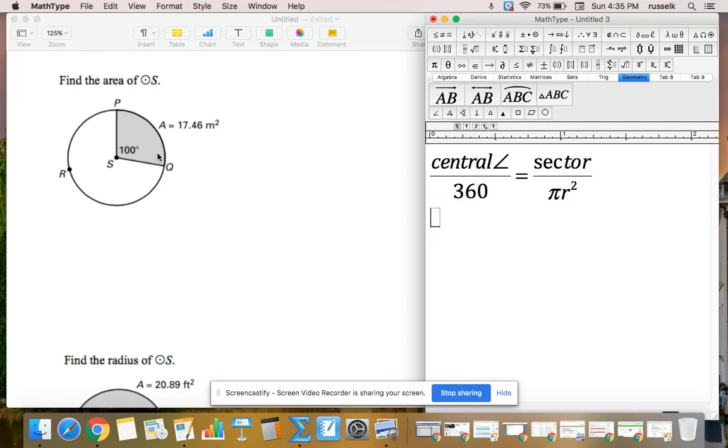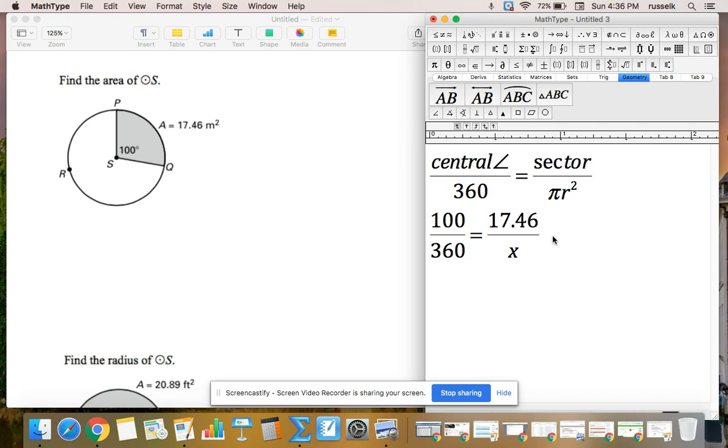In the next example, we know our central angle is 100 degrees. We know the area of the sector. This time they ask us to find the area of the total circle. So once again, go back to your formula, fill in what you know. We know the central angle, 100 degrees, always over 360, equals the area of the sector, which they did give me this time, which was 17.46. And then they asked me to find the area of the circle, which is this entire bottom pi r squared. So I'm just going to put an x in for that.